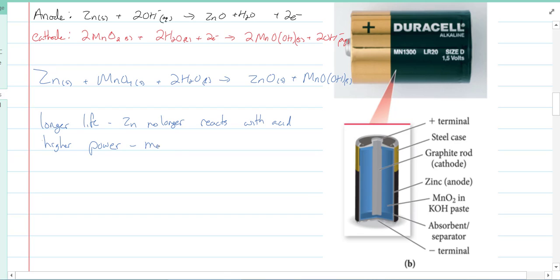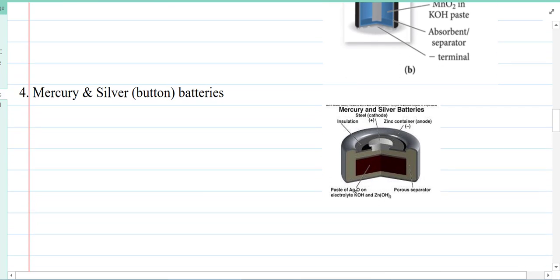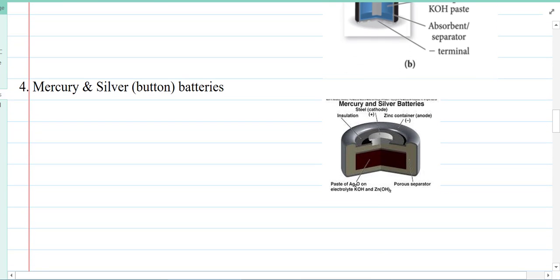And that's because there's more efficient movement of ions, which is wonderful. And we still use these today, right? Duracell, Energizer, and there's a bunch of other brands, and so they're all good. All right. The mercury and silver, the button batteries. These batteries, all right, they replace manganese with mercury.